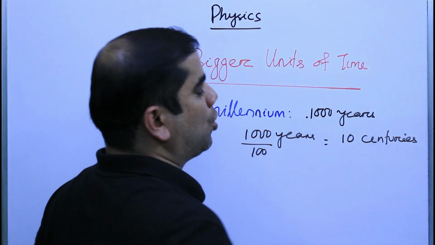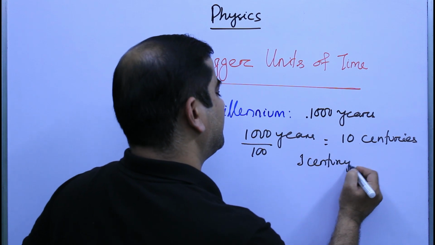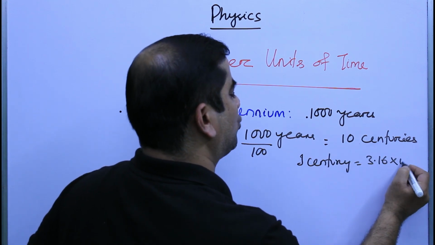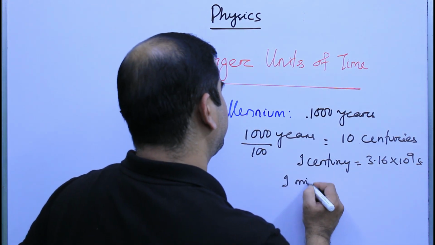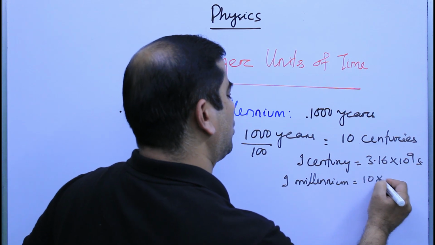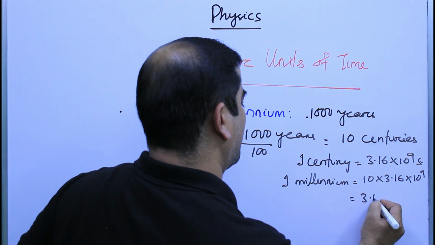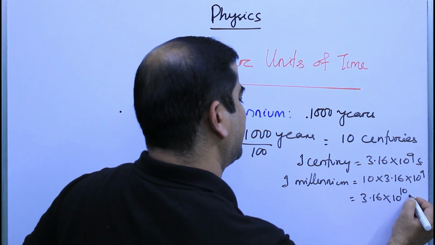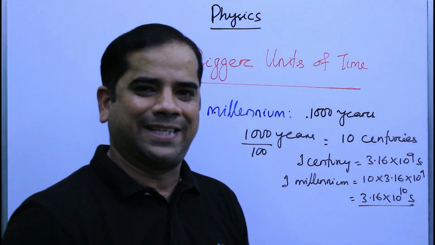So we have found out that 1 century is equal to 3.16 × 10^9 seconds. So 10 centuries, 1 millennium, would be equal to 10 × 3.16 × 10^9, that is equal to 3.16 × 10^10 seconds. Okay, so this is the relationship between millennium and second.